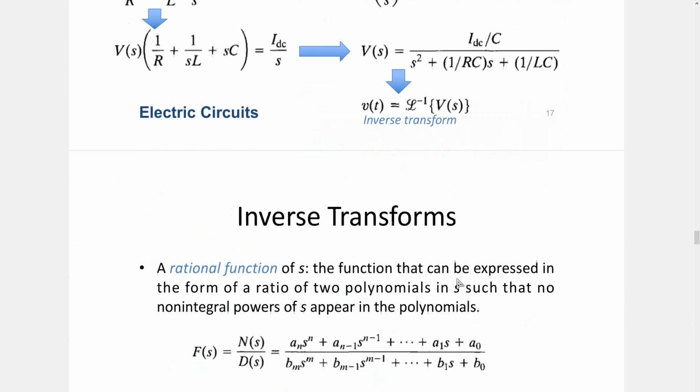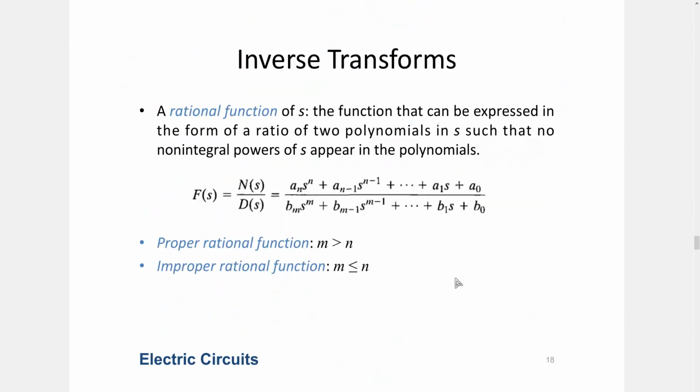So basically, inverse transforms are a rational function of s. The function can be expressed in the form of a ratio of two polynomials in s, such that no non-integral powers of s appear in the polynomials. Okay. So F(s) can be defined as N(s) over D(s).